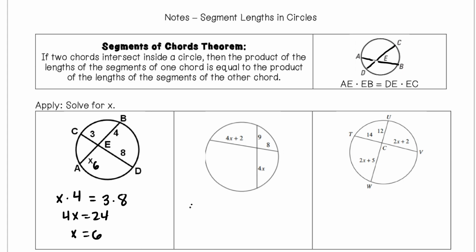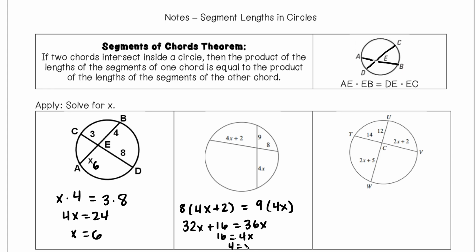So we're going to take 4x plus 2 and multiply it by its other part of the chord, which is 8, and I'm going to use the distributive property to multiply that. For my other chord, I'm going to multiply the two segments 9 and 4x. When I distribute here, I'm left with 32x plus 16 should equal 36x. I'll subtract 32x from each side, so 16 equals 4x, and by dividing by 4 on each side, we'll get 4 equals x. Again, we could check this: this should be 16, and then this should get us 18. So 18 times 8 should equal 9 times 16, and that's how you can verify that your answer is correct.